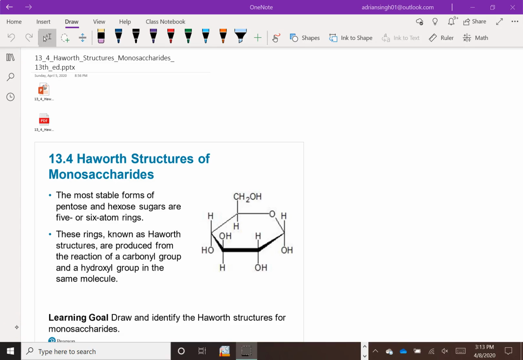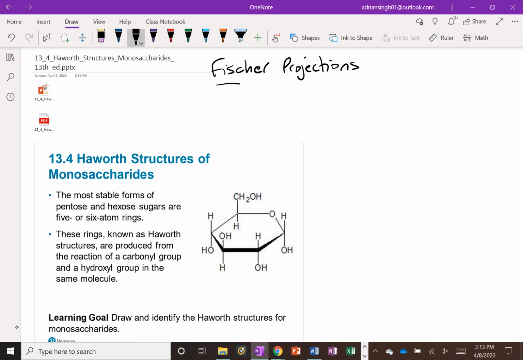So in the last section, we saw that Fischer projections can be used to represent the structures of our carbohydrates. In the Fischer projections, we saw that the carbohydrates were all represented as chains. And there were some rules that we followed when we drew and interpreted those Fischer projections.